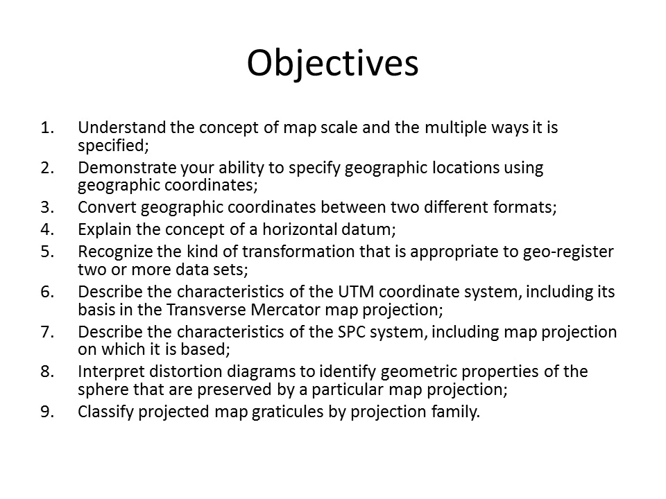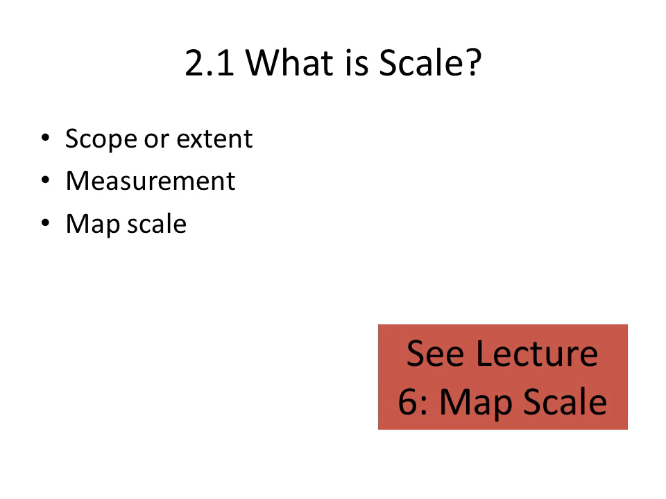use that information to make coordinates for mapping, how we recognize different kinds of transformations that we need to use in order to register locations and data sets, how we describe the characteristics of different coordinate systems, including the UTM coordinate system, the state plane coordinate system, and then also look at different types of map projections, and there are distortions that can happen through geometric transformation. We then talk a little bit about how we classify projected map graticules by projection family.